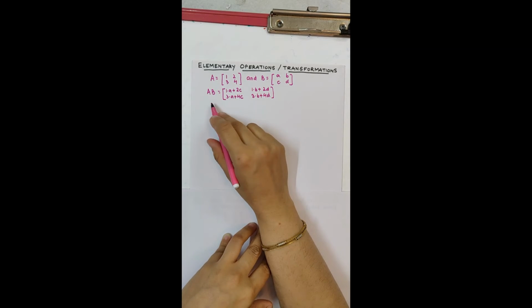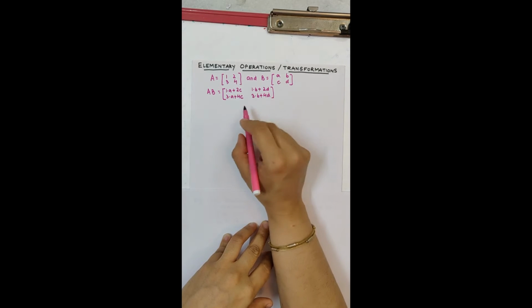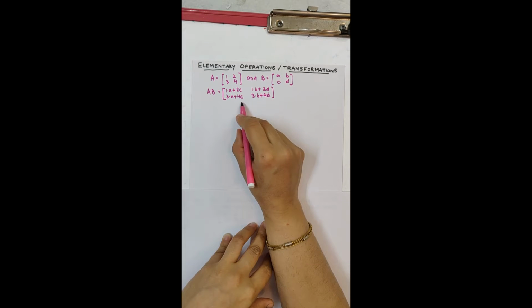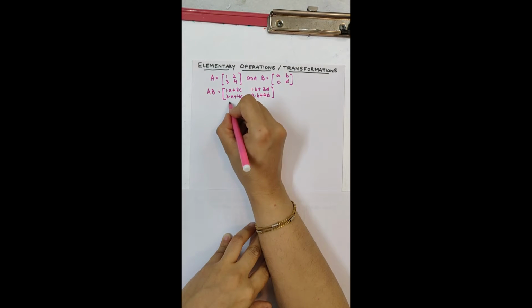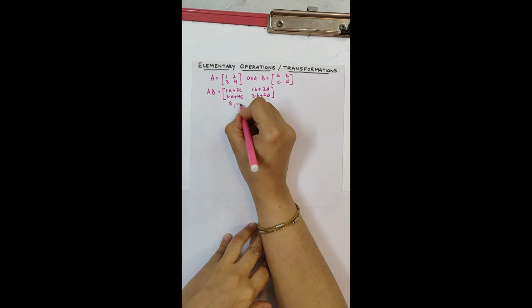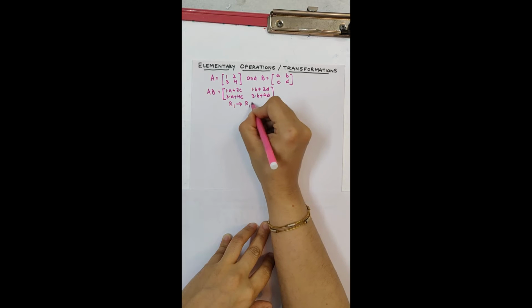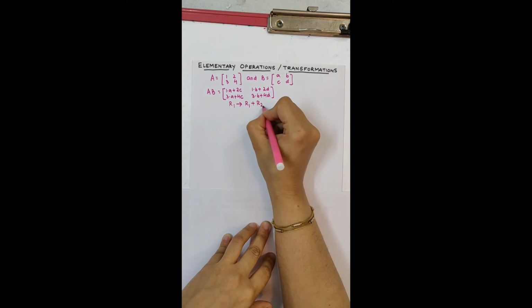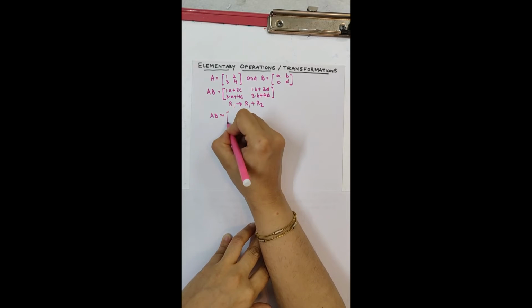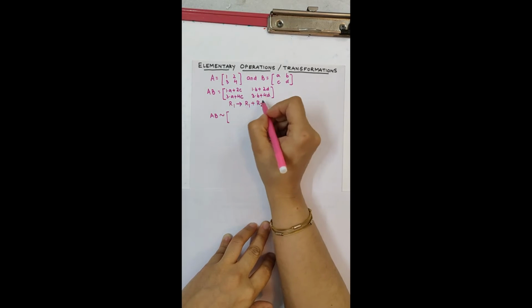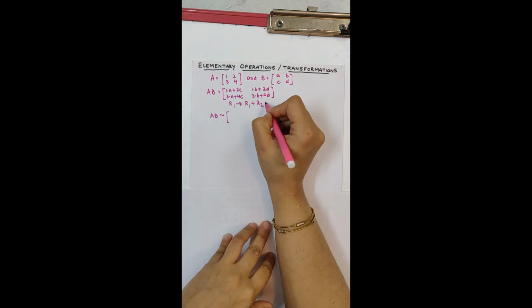Alright, so this is the product of these two matrices. Now let us apply a row operation to this product matrix. Suppose I apply the operation R1 goes to R1 plus R2. Then this matrix AB will get transformed to what? I have to add to the elements of R1 the corresponding elements of R2.